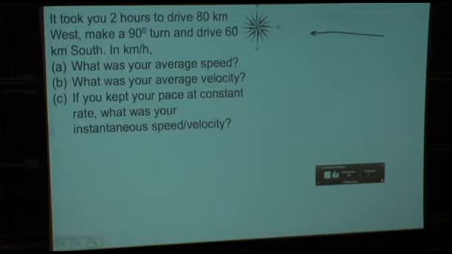I'm not really good at drawing. It has to be a completely straight line. Yeah, it's a vector. It cannot be bent. So ignore. Plus, I don't have a ruler handy. So 80 and 60.